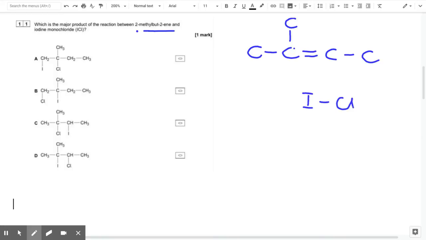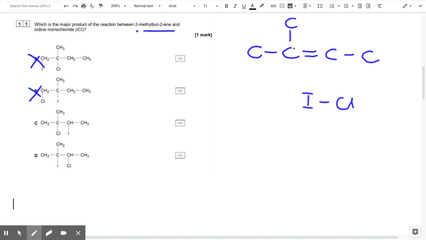So obviously you can see that the double bond is in the middle, which means that the iodine and the chlorine are going to go onto carbons 2 or 3, as I've drawn it there, which immediately discounts answers A or B as being possible products from the opening up of a butene molecule anyway.